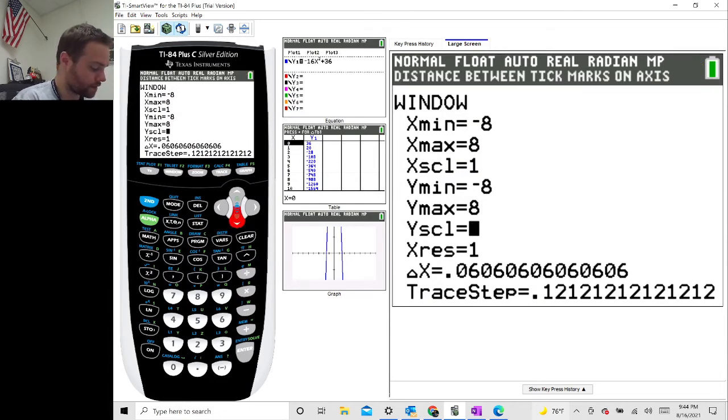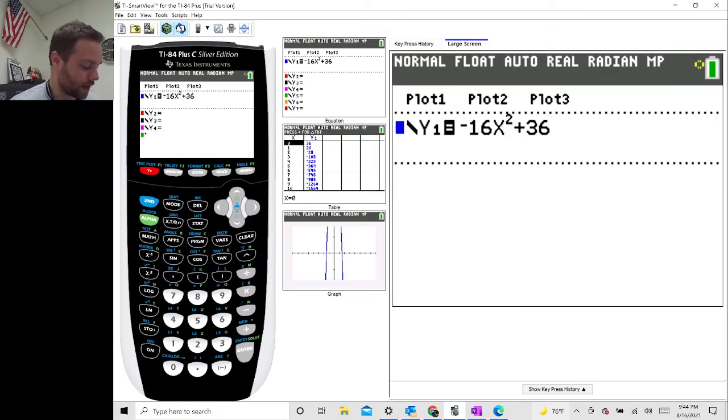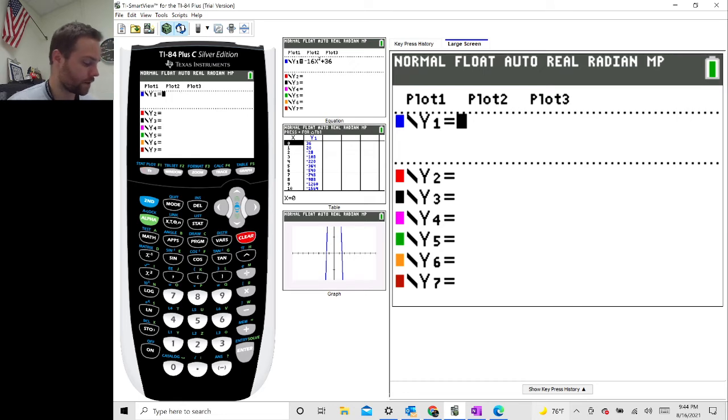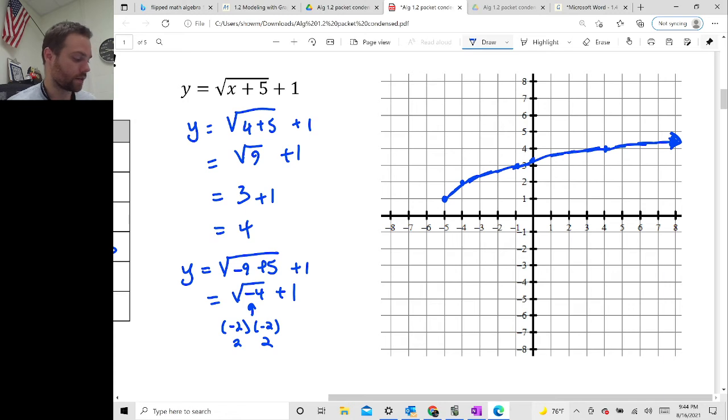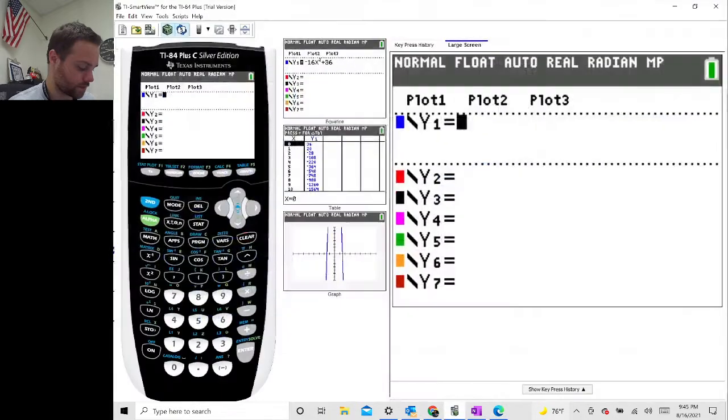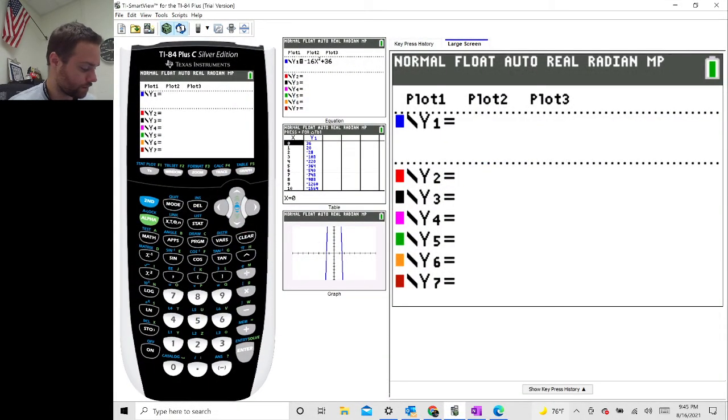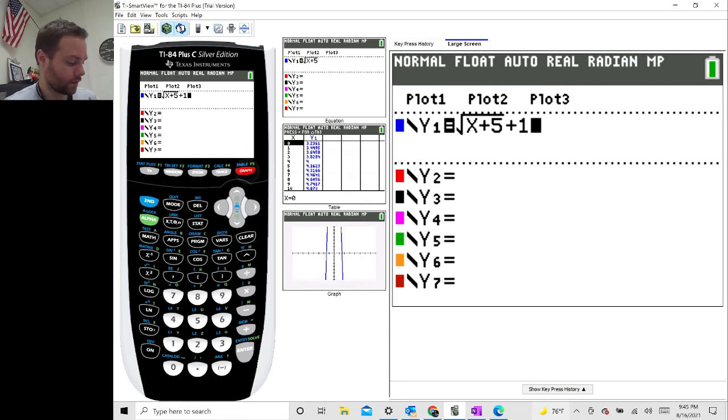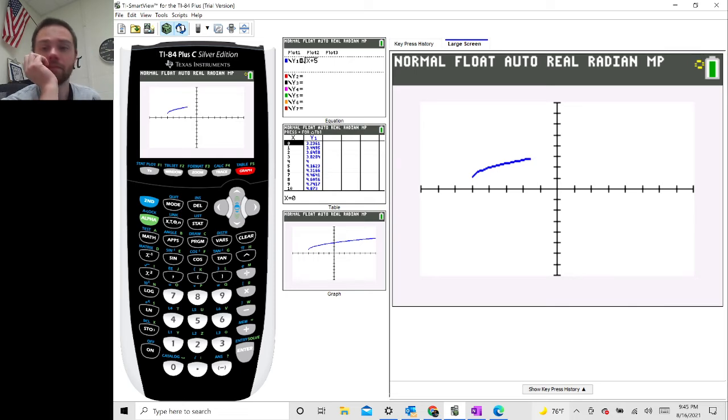Y scale is going to be back to 1. If I go back to y equals, I'm going to clear this function out, and I want to see what this guy looks like. So square root of x plus 5 plus 1. I'm going to go back, second, square root, x plus 5, get on the outside, plus 1. I'm going to graph it. And that's what he looks like. That's what that graph looks like.